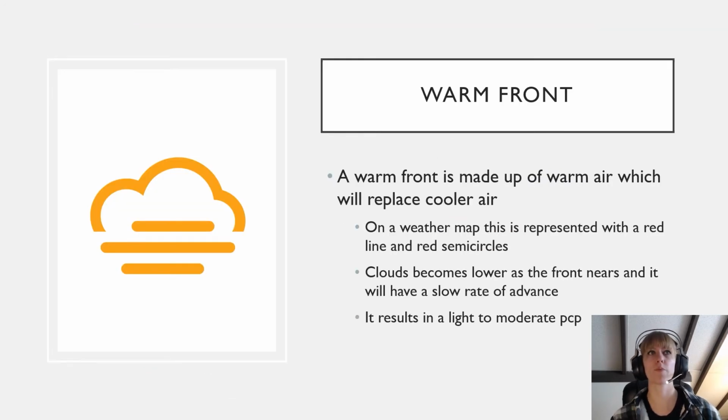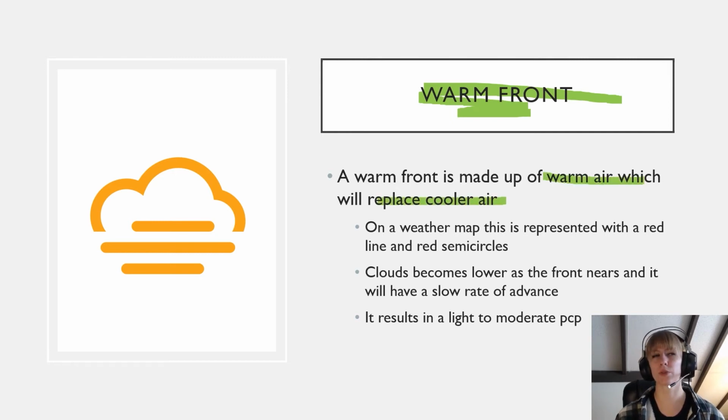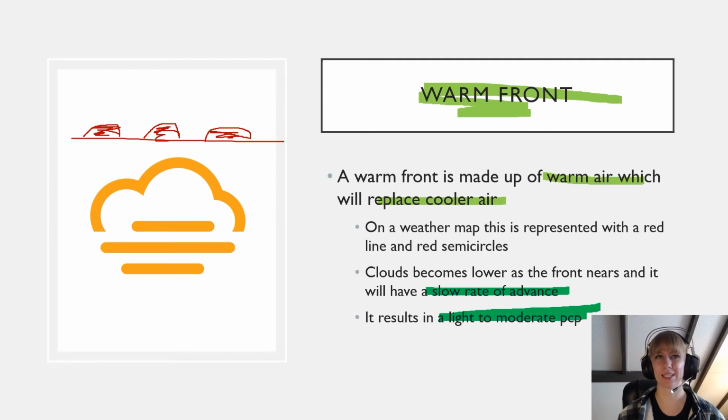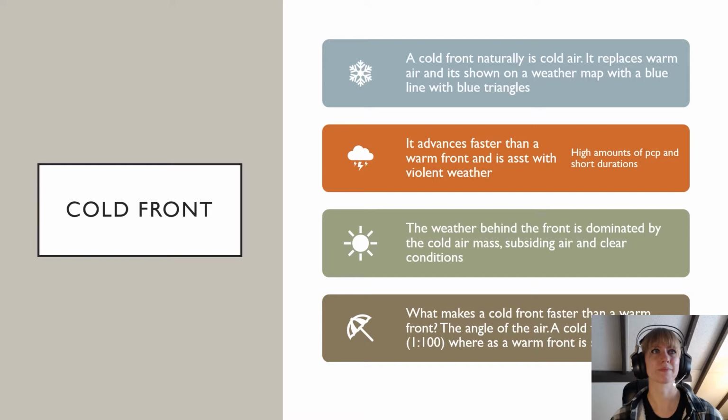So the warm front is made up of warm air, which is replaced with cooler air. On a weather map, it is represented by a line with red half circles. Clouds become lower as the front nears. It will have a very slow rate of advance, and it has light to moderate precipitation, but it's not going to have any heavy storms. Basically, it'll rain all day. That's a warm front.